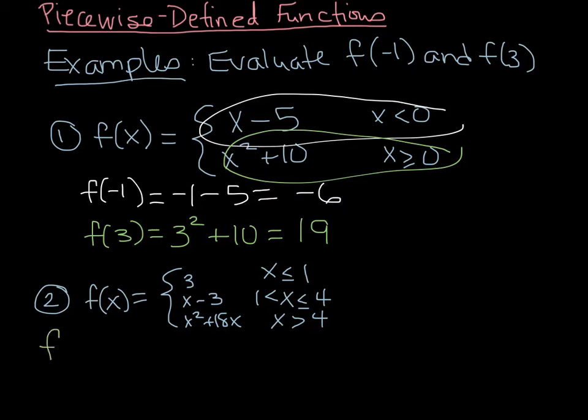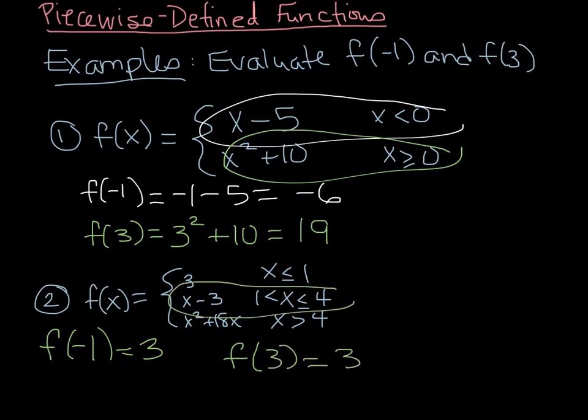For f of -1, this one's a little interesting because this is telling us that when x is less than or equal to 1, f of x is always 3. So your answer here actually is just going to be 3. You don't have any x to plug the -1 into, you just put 3. For f of 3, we're going to use this middle equation, so that's going to give us 3 minus 3, which gives us 0.